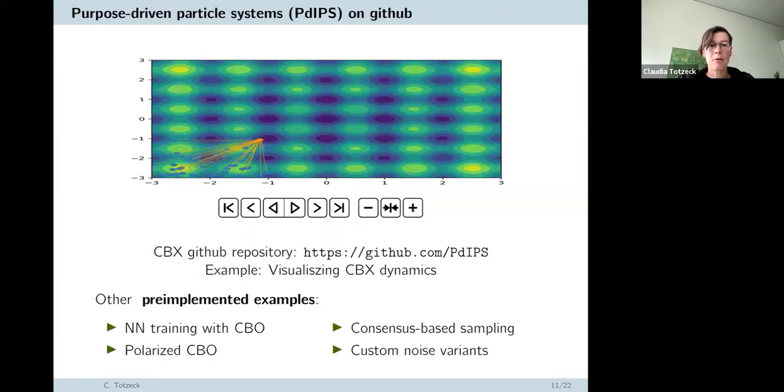Here I want to advertise a little bit our software program. So together with some colleagues, we teamed up, and we provide some GitHub repository, so you can play around with this CBO. There are pre-implemented examples for neural network training. Polarized is for this multimodal problem where you have different minima. Then the sampling, of course, and also you can tailor your own noise. If you say, okay, this Brownian motion is boring, I want to have it more complicated, you can also put there your favorite noise.